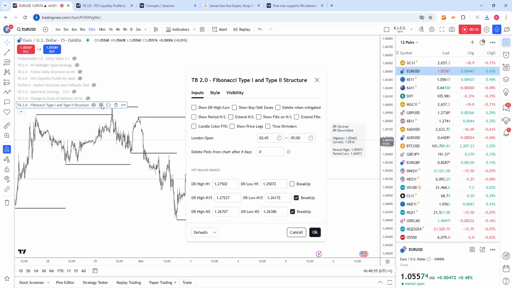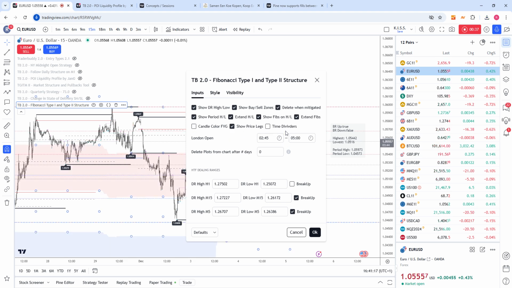Okay, the Fibonacci structure. Dealing range high, dealing range low. We have buy-sell zones. You can delete them when they're mitigated. We have a period high-low. We can extend the high-low. We can show fibs on the high-low. We can extend the fibs. Then we have a candle color for the fair value gap, and we can show the price legs.